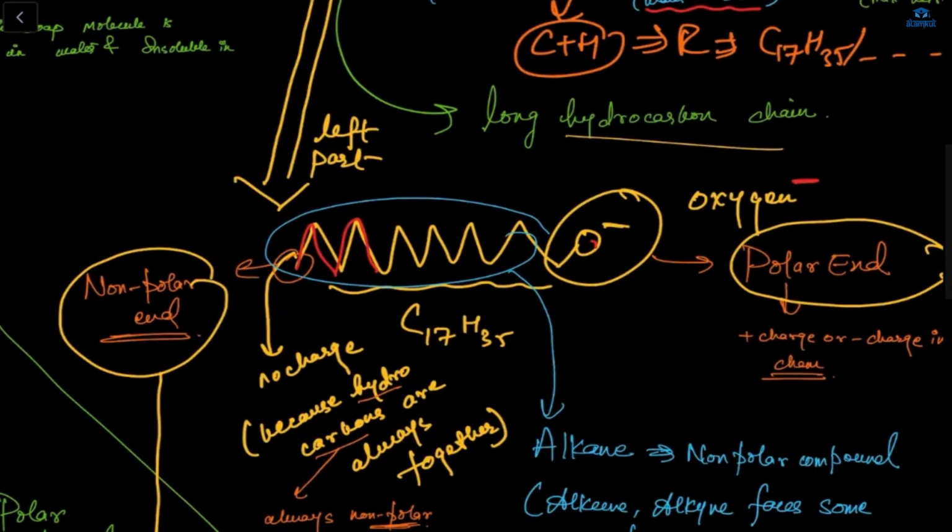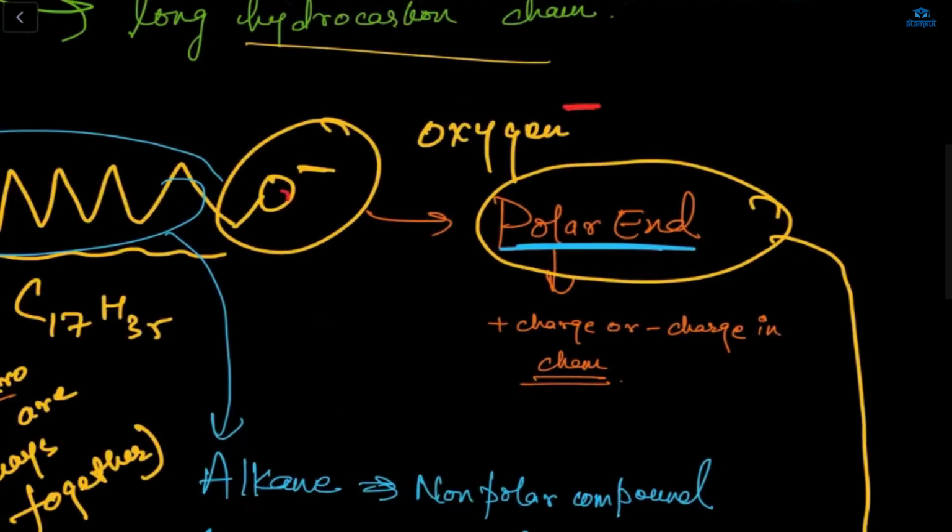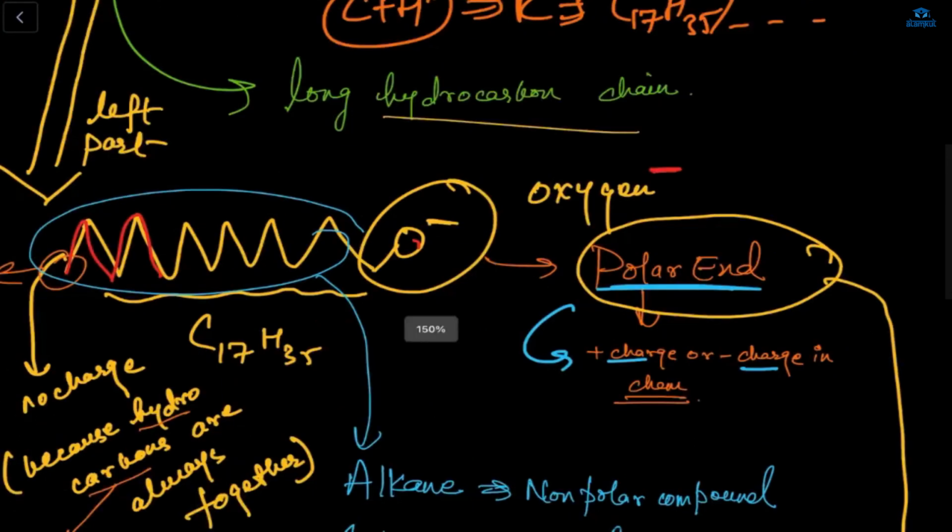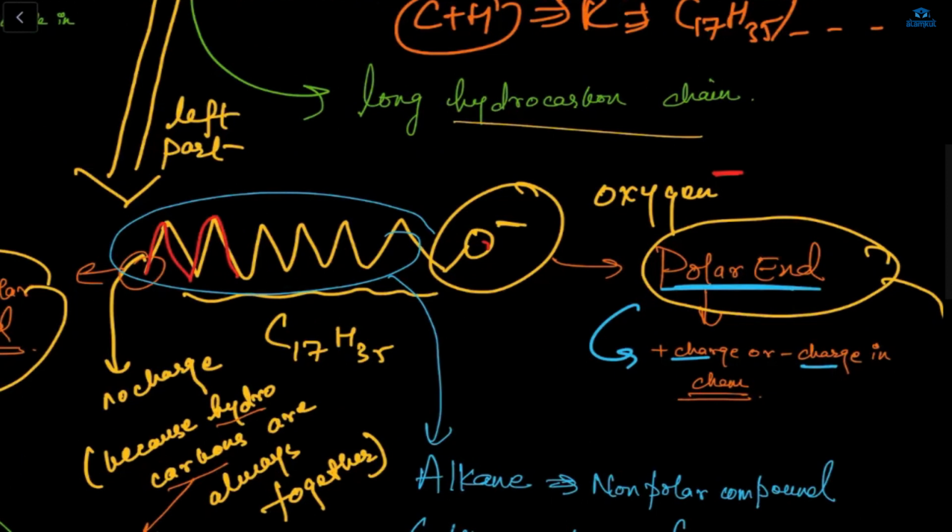It means it is what? It is your polar end, right? What is a polar end in chemistry? It is something like a plus charge or minus charge in the chain. Okay? So what is polar? Polar means plus, and oxygen is having a minus charge. So it is like a polar end.